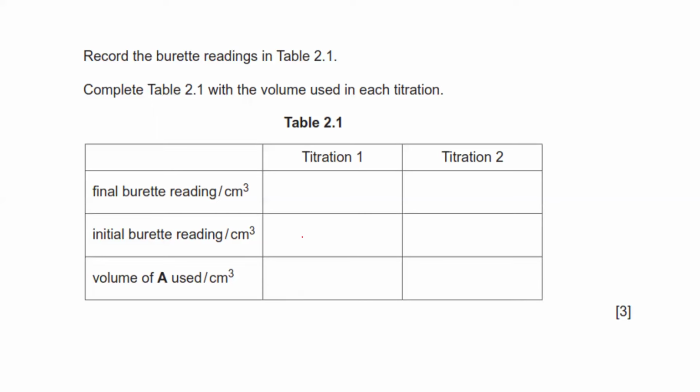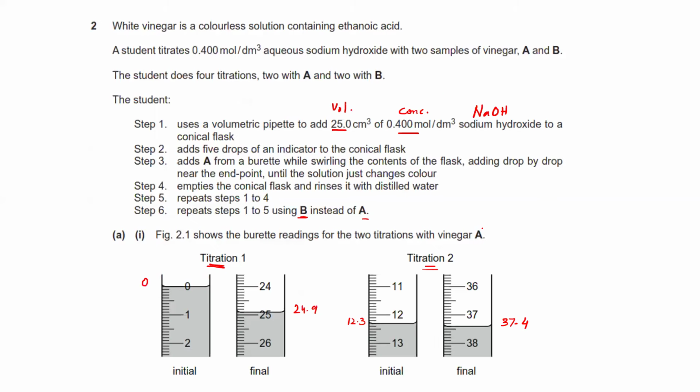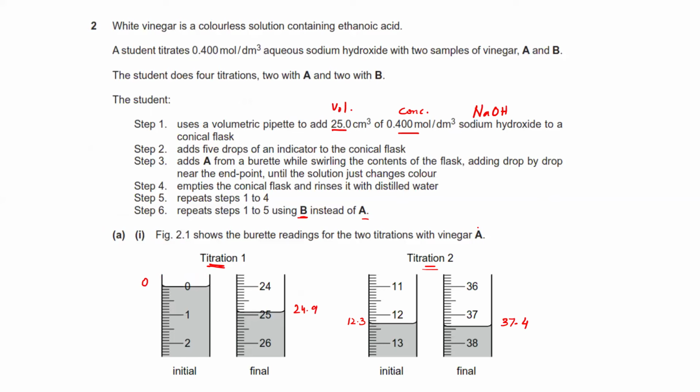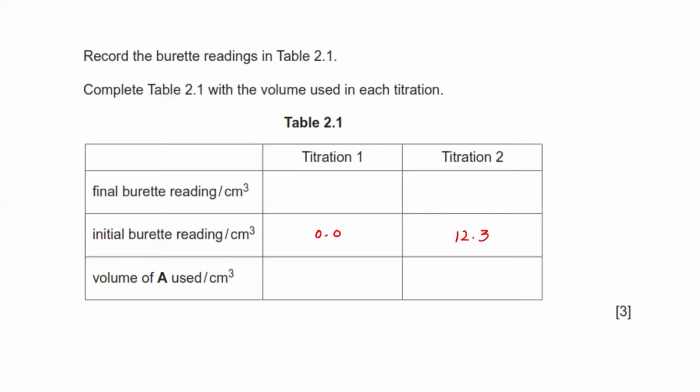So the first initial value is 0.0. The second initial value is 12.3, not 12.6. Then the final values: titration 1, titration 2. The final readings are 24.9 and 37.4.